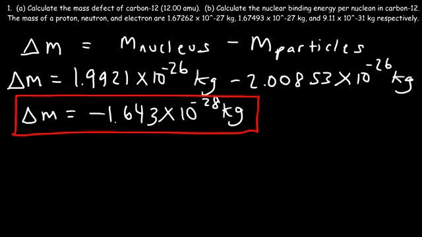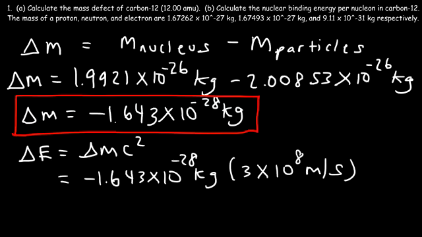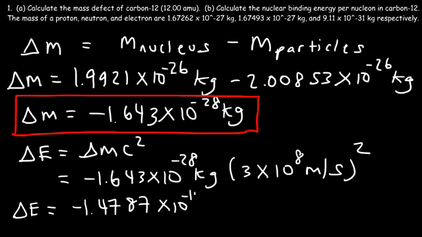Now let's calculate the nuclear binding energy per nucleon. So we need to use this equation: delta E is equal to delta m c squared. The mass defect is this number. C represents the speed of light, which is 3 times 10 to the 8 meters per second, and then we have to square that number. So the change in energy is negative 1.4787 times 10 to the negative 11 joules per individual nucleus.